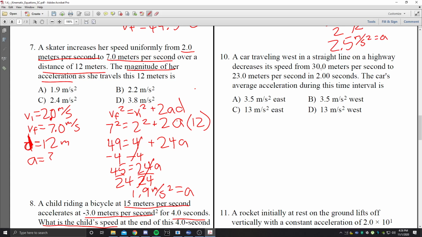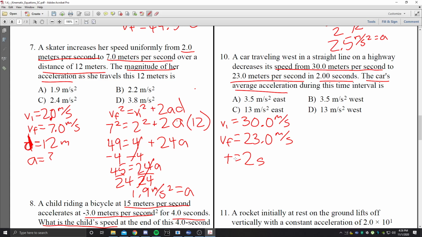A car traveling west in a straight line on a highway decreases its speed from 30 meters per second to 23 meters per second. So you're going from one speed to another. You're going from VI, which is 30, to VF, which is 23.0 meters per second, in 2 seconds. The car's average acceleration is what? So what is your acceleration? Again, you can identify the terms by the unit.